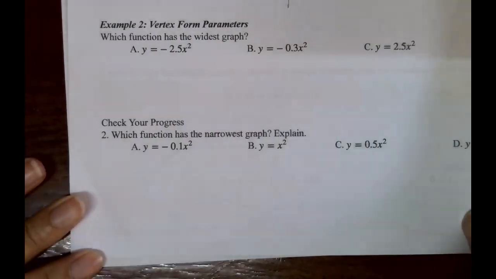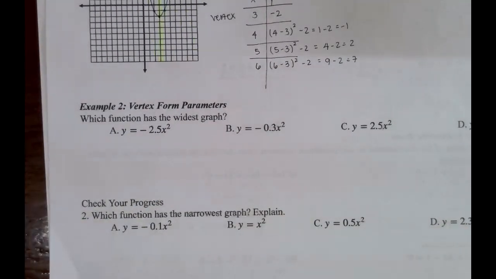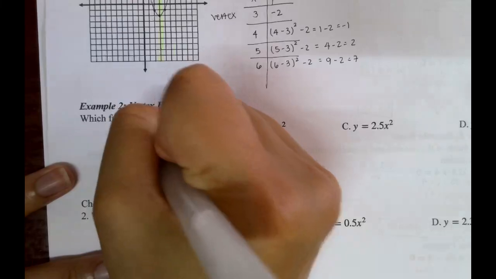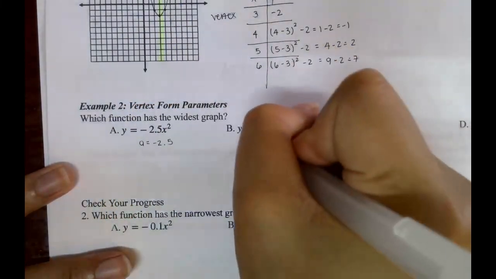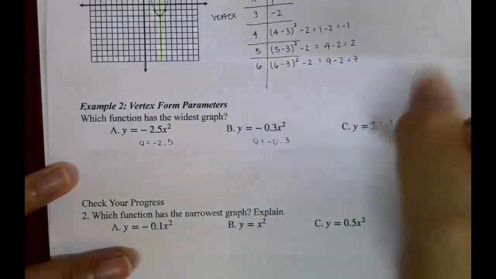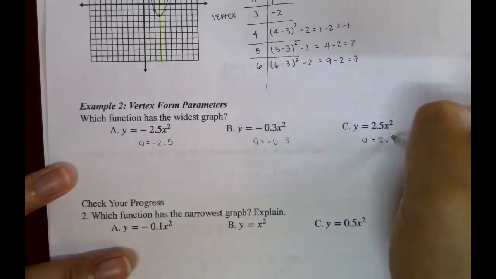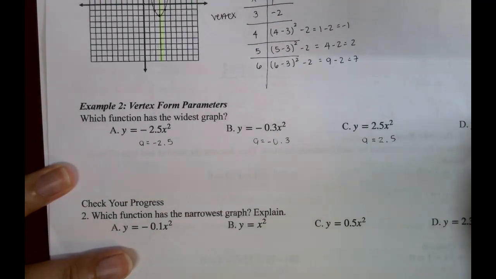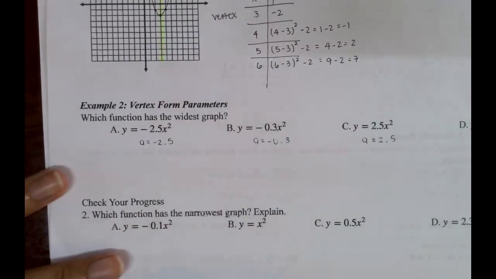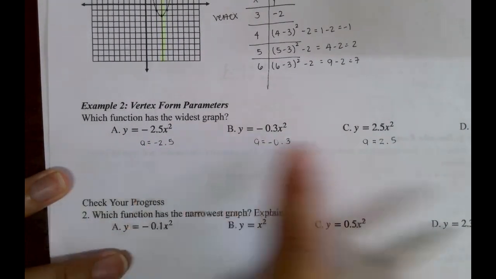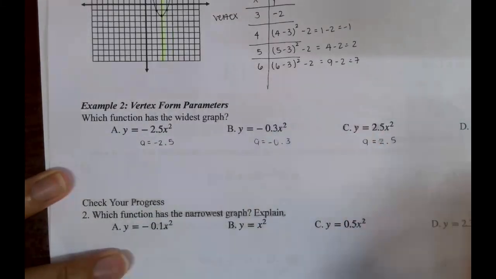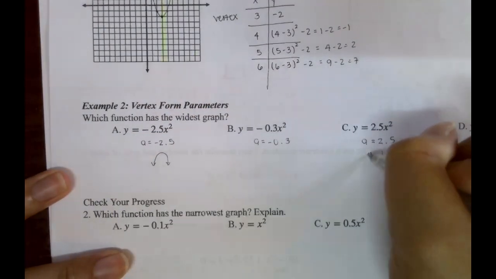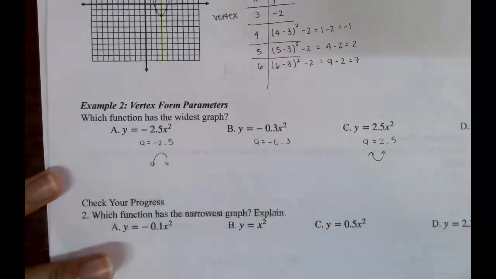Okay. It asks us which function has the widest graph. So here, let's look at each of our a values. Here, a is -2.5. Here, a is -0.3. Here, a is 2.5 as well. And then here, a is 5. In terms of width, how wide they are, these two have the same width. The only difference is that this one opens down and this one opens up. Other than that, the width of them is the same.